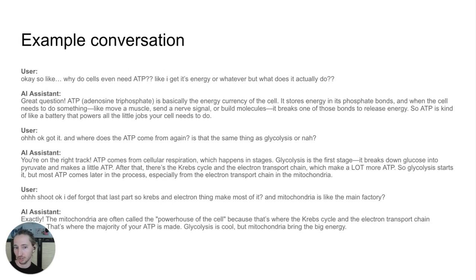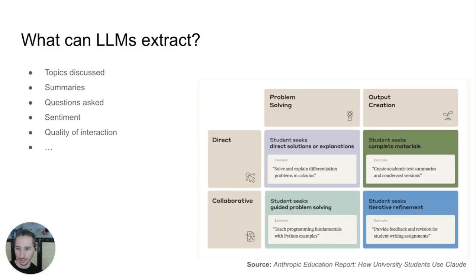Here's our example conversation for this demo. It's a student asking about ATP and the Krebs cycle in an introductory college biology level course to an AI assistant trained on biology documents. So what can the language models extract? Topics, summaries, questions, sentiment, a 1 to 5 quality score for the conversation.